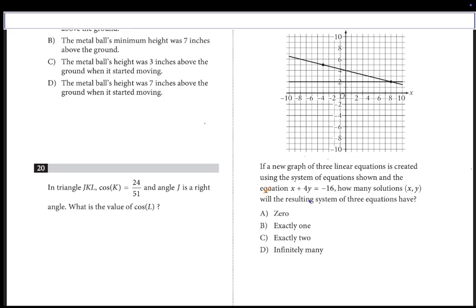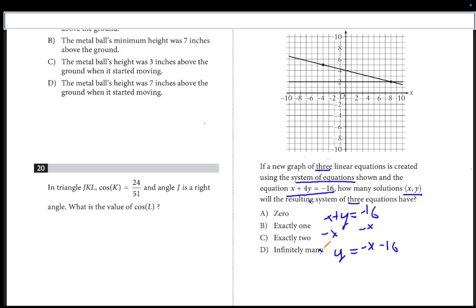So here we have question number 22, which is going to be our last question. It states, if a new graph of 3 linear equations is created using the system of equations shown and the equation x plus 4y equals negative 16, how many solutions (x, y) will the resulting system of 3 equations have? So the equation of our missing line is x plus 4y is equal to negative 16. So we're going to put this in y equals mx plus b form. Subtract x on both sides, so 4y is equal to negative x minus 16.